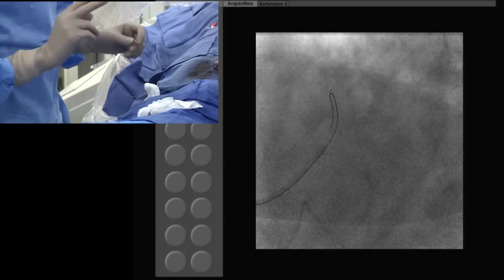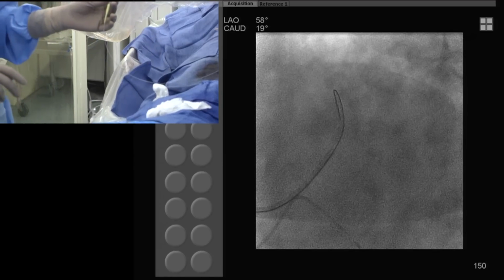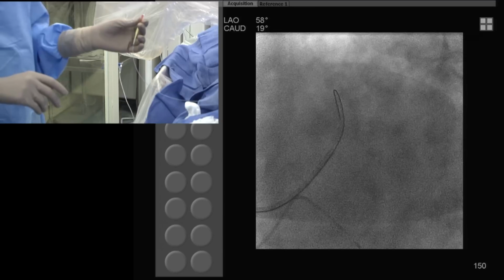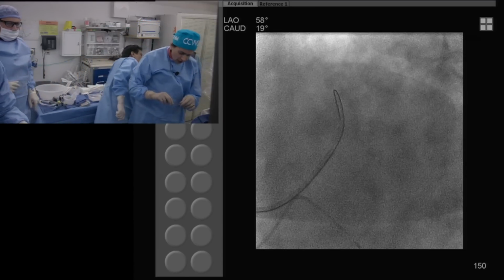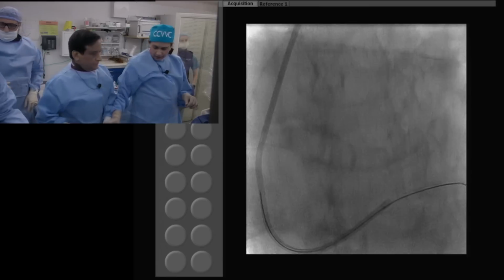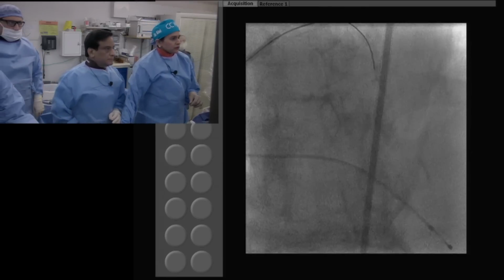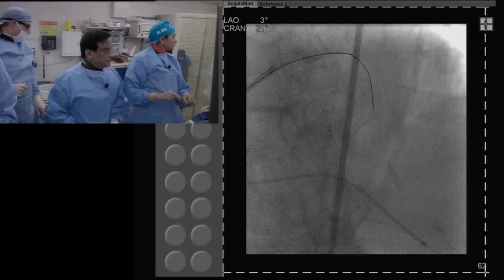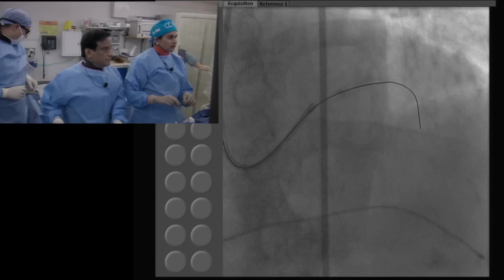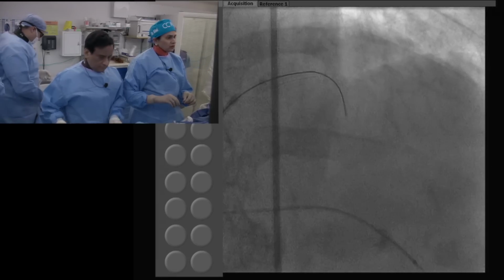Good. So now we go to the other view. Which one? Cranial. All you needed was a little stiff, acute curve with a stiff wire, which is this Miracle 3 wire. Okay, some dye. So now I'm in the LAD.